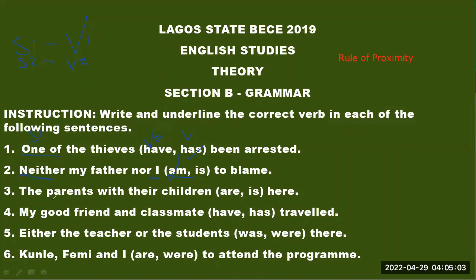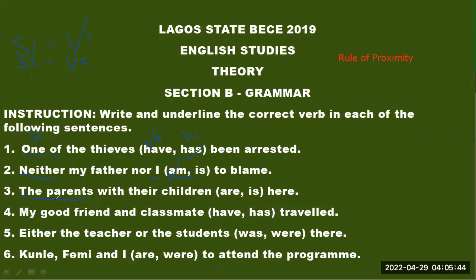Okay? Now let's take the next question, question number 3. The parents with their children are or is here. Now, the point is that the rule here has to do with the actual subject. The actual subject is the first one here. Whenever you have two subjects joined with, with or together with or along with, all right?